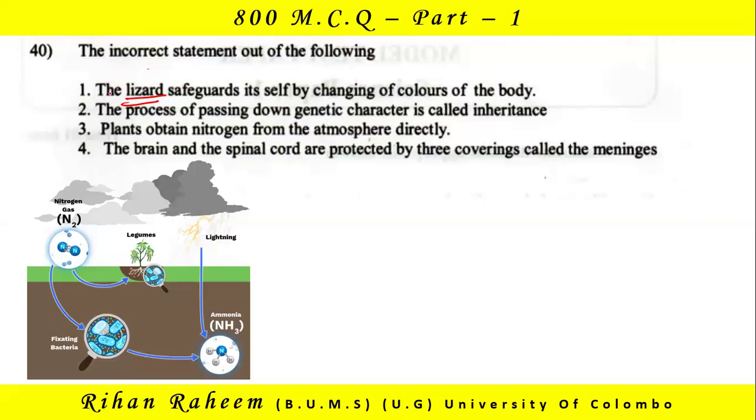Yes, he can show camouflage, no? Changing colors, that is camouflage. The process of passing down genetic character is called inheritance. Yes, that is your final grade 10, 20th unit.